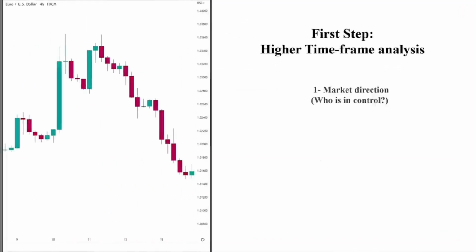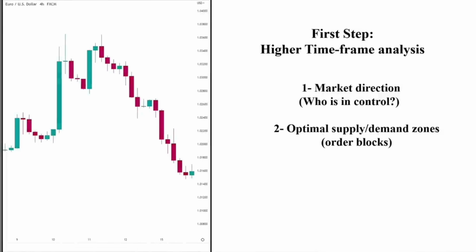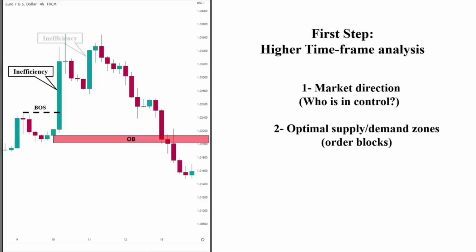Analyzing the market structure in higher timeframes. As I mentioned before, we only look for 2 factors: market direction, who is in control, and optimal supply and demand zones or order blocks. Look at this example of Euro-Dollar 4 hours time frame. Starting from the left, we can see that we have a break of structure with inefficiency, so we have an order block. Then price pushes to the upside with inefficiency, but since it could not break the structure, we will call this a demand zone.